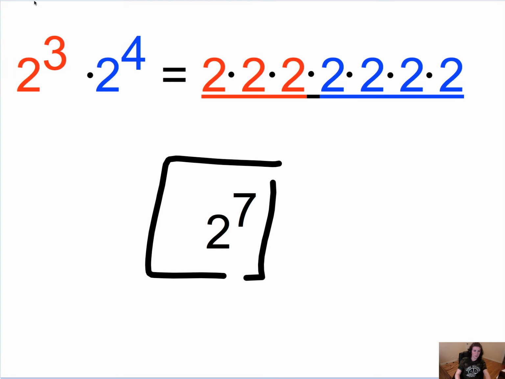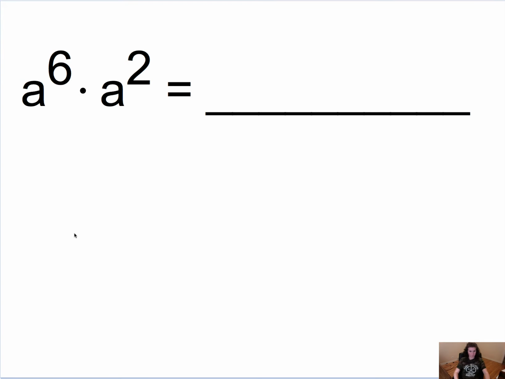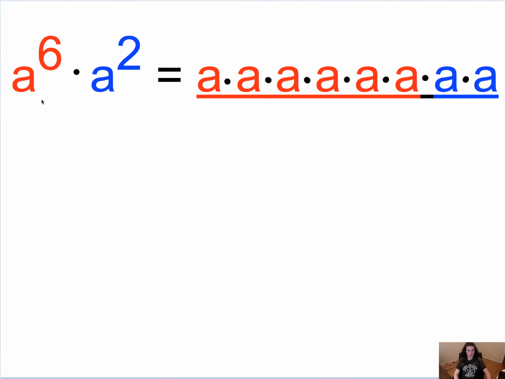All right, let's look at an example like this using variables. A to the 6th times a squared. Well, what does that really mean? It means we're taking a and multiplying it by itself 6 times. Then we're multiplying that times a times itself 2 times, which is what I did here, and I color-coded it again so you could see. We have 1, 2, 3, 4, 5, 6 a's here, and then 1, 2 a's here, all being multiplied.